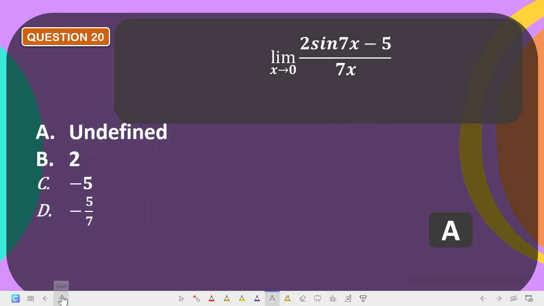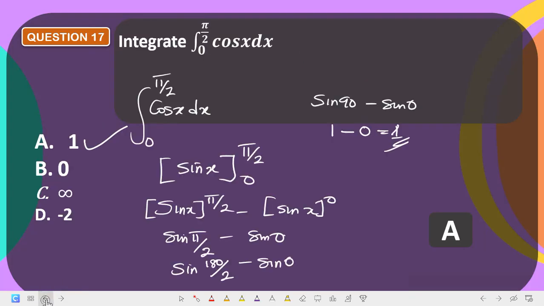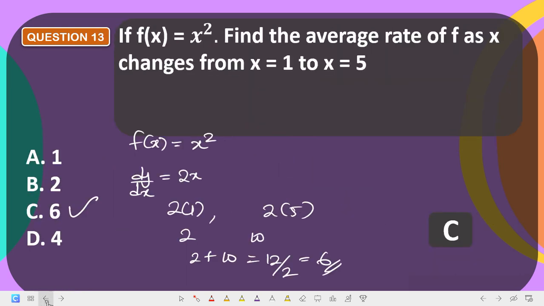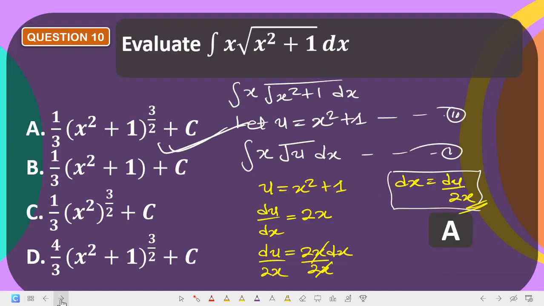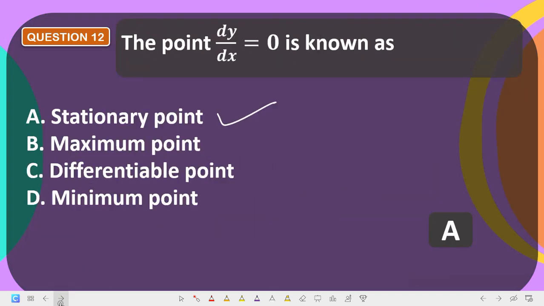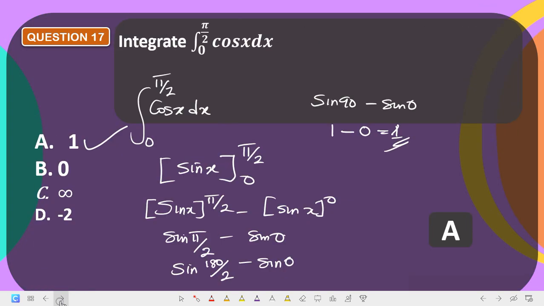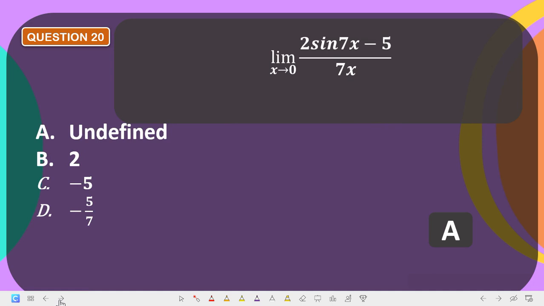Okay? This is the last question. How did we come about jumping? Is it that we are missing any question? We are not supposed to jump from 17 to 20. So it means we missed 18 and 19. I will try and get those questions.